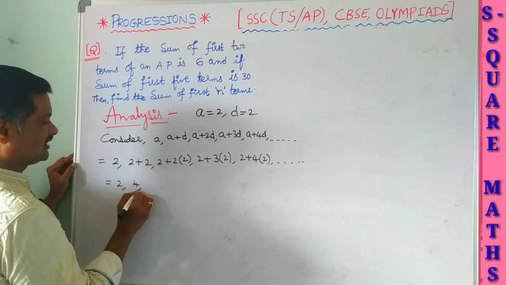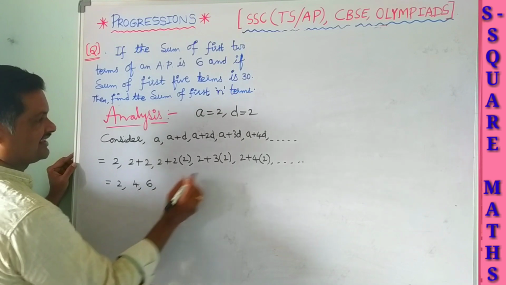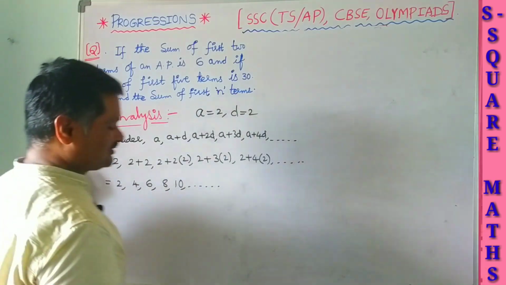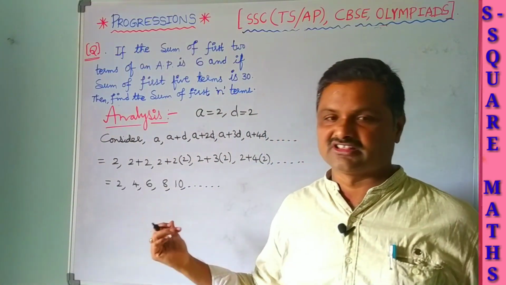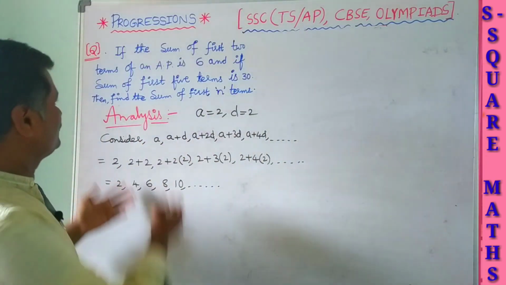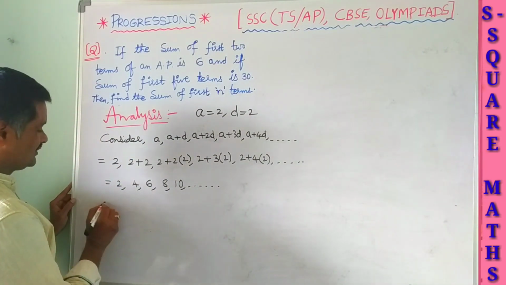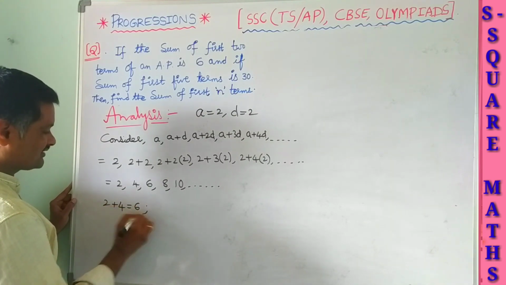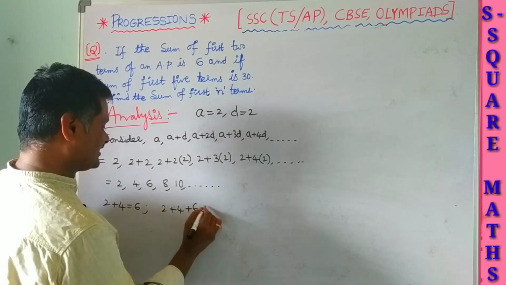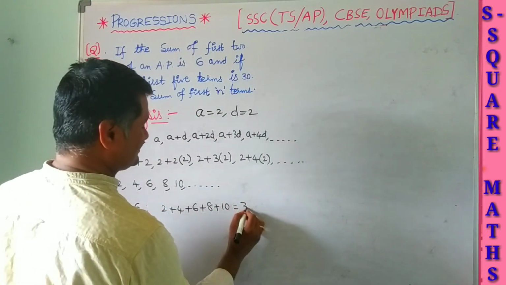2 comma 4 comma, here it is 4 plus 2 is 6. Next we are going to get 8 and here it is 10. So surprisingly here we are getting numbers. Which type of numbers are they? Even natural numbers. Okay. So let us apply our various conditions here. So now 2 plus 4 is equal to 6. Next 2 plus 4 plus 6 plus 8 plus 10 gives you 30.